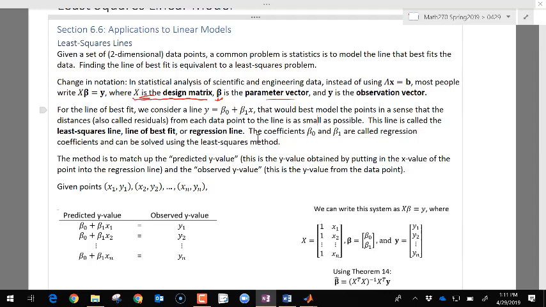The method is to match up the predicted y values with the observed values. The predicted y values come from putting the x value into your regression line model, and then your actual observed values are your y values.